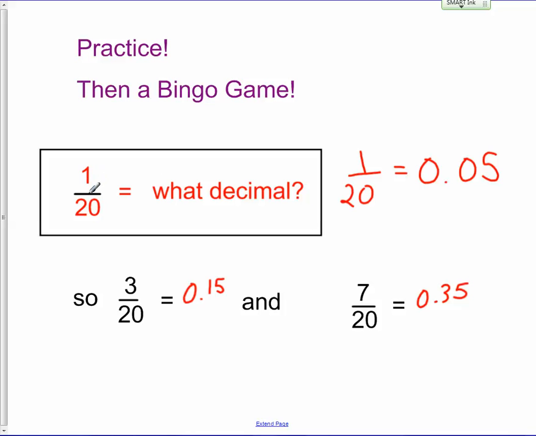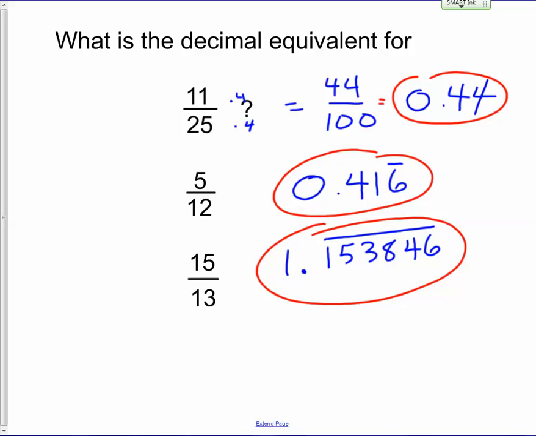So 1/20th, how many 20s make 105? So 1/20th is 5 hundredths. If 1/20th is 5 hundredths, 3 20s is 5 times 3 or 15 hundredths. And 7/20ths is 5 times 7 or 35 hundredths. You did this one mentally. You all know that there are 4 25s in 100, so I've got 4 groups of 11. And when you hear this fraction, 44 hundredths, you just write it as a decimal, 0.44, which is 44 hundredths.